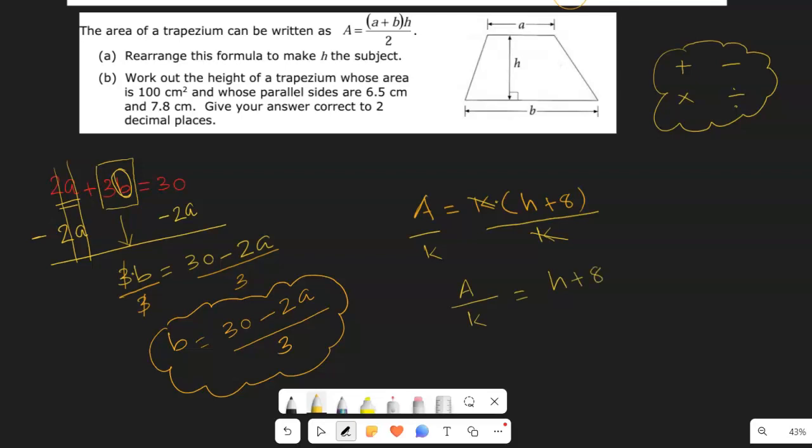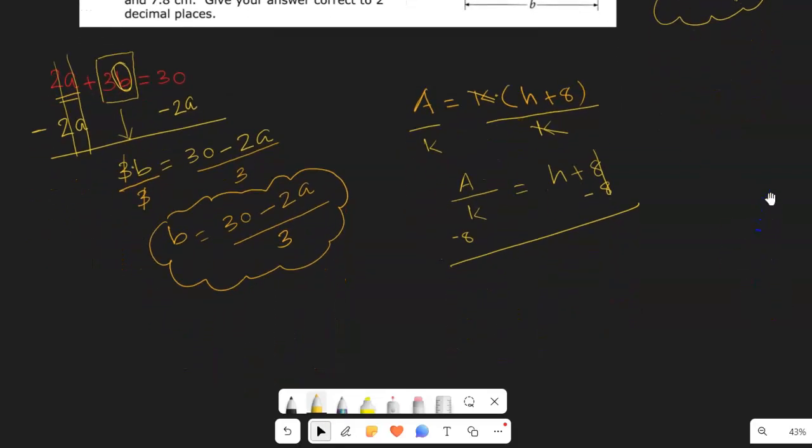So simple. Now you are looking for h. So you don't need this 8. Get rid of that 8. What is that? There is an addition. What you need to do if you have an addition? Do subtraction. Boom. Subtract. It cancels out. So what is the leftover? The leftover on the right side is h, and the left side is a by k minus 8.